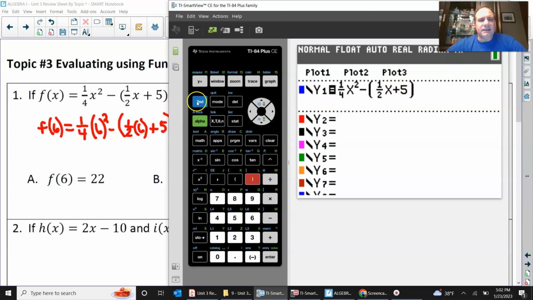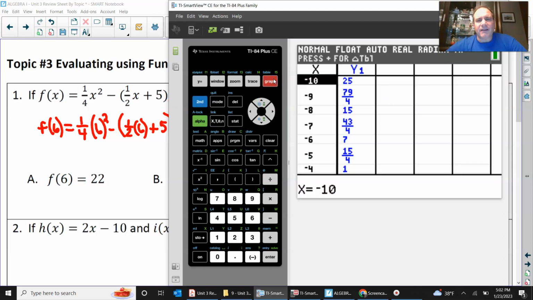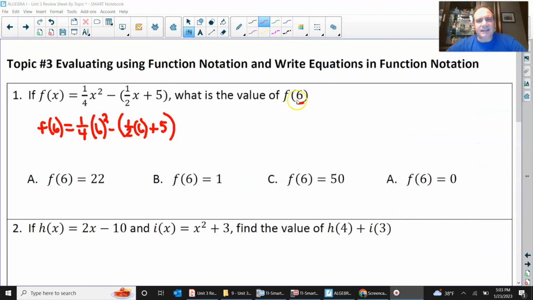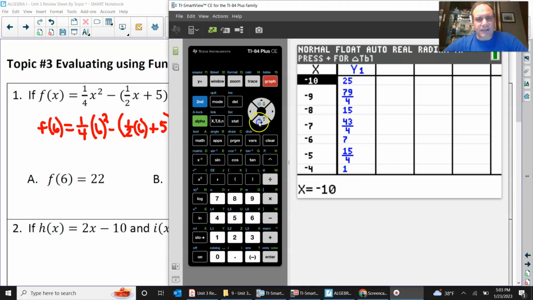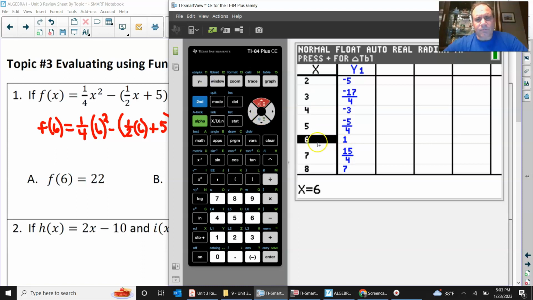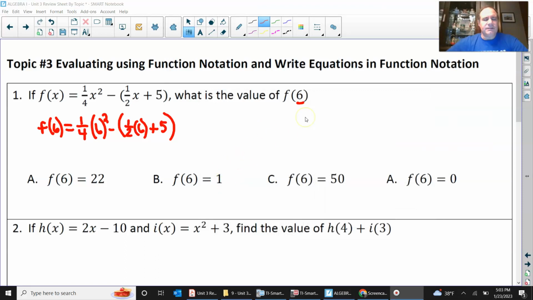Once I have that in, I can press second function graph, and I can go to where I see an x of 6. I'm going to go down to my x of 6, and there's my x of 6. When x is 6, the y is 1. That means B is your answer.